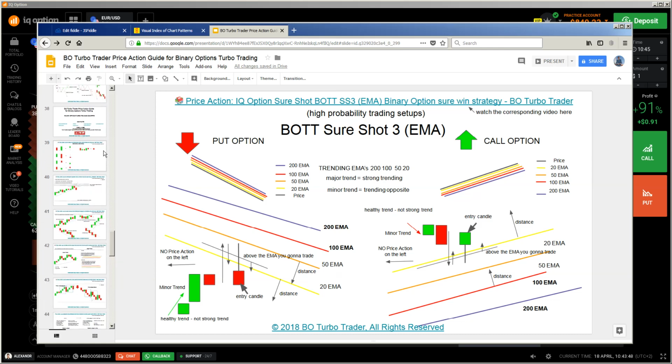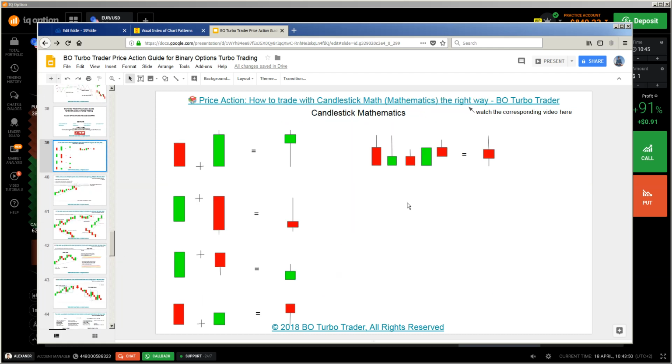But first of all, before you watch this one, try to understand the concept of candlestick math. I explained in the last video how important candlestick math is, because it gives you a clue about what happened on the market.